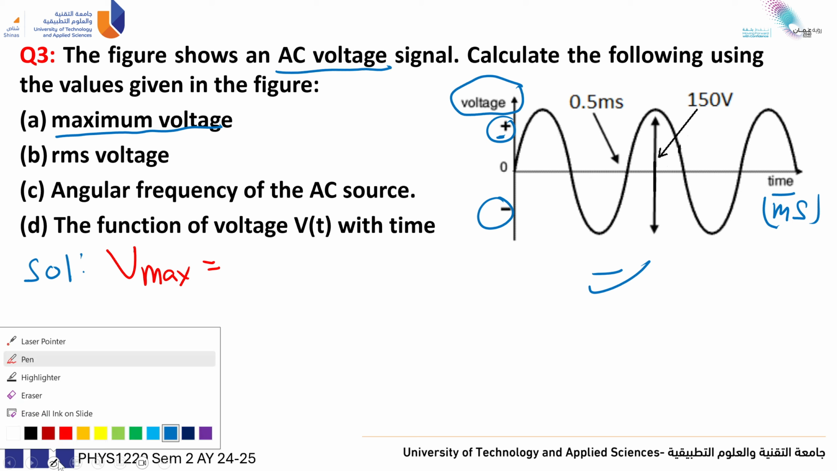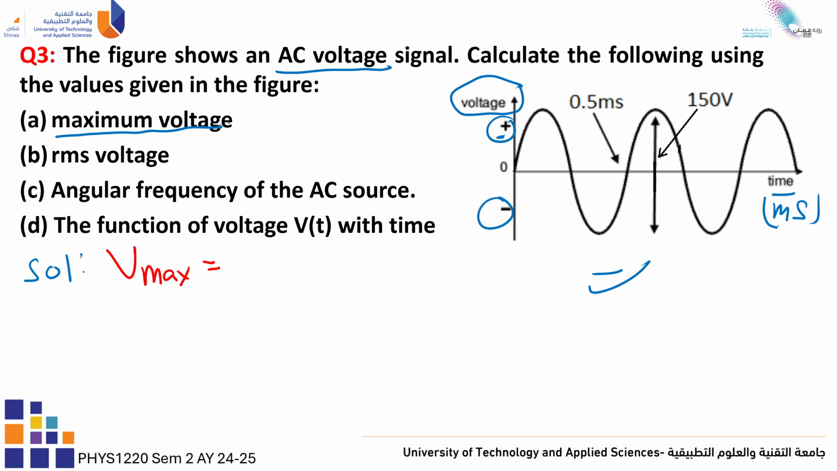Now they are asking what is the value of the maximum voltage. So where is the maximum? What data is given here? This value is given here. This value is given by this arrow, from this arrow and this arrow. So it is 150 volt.